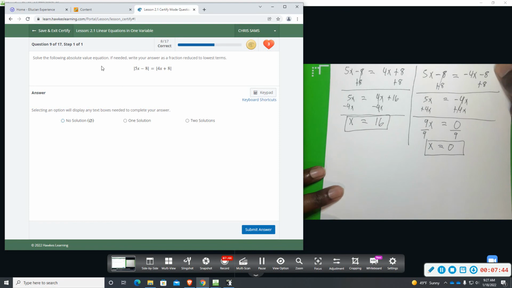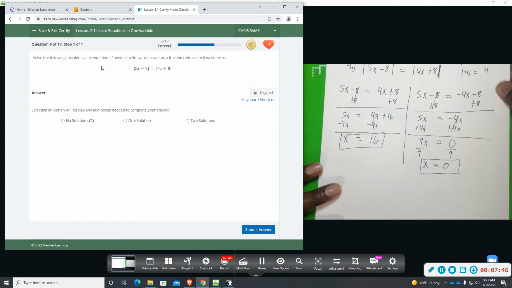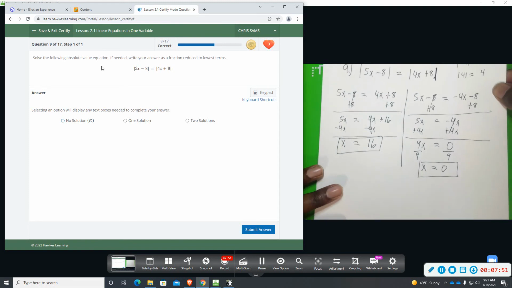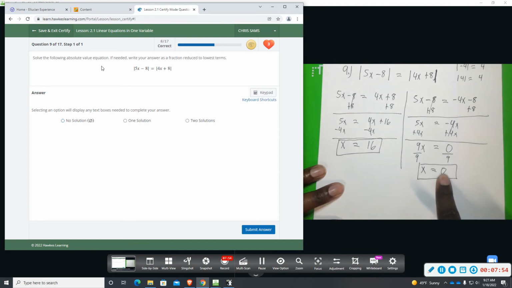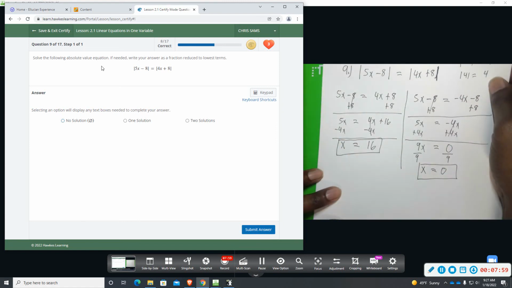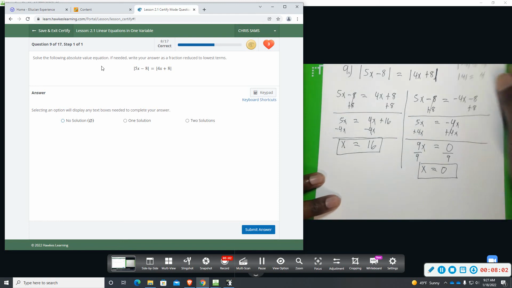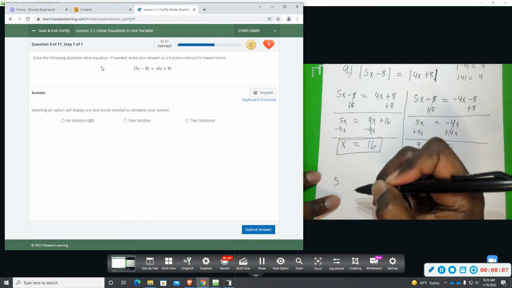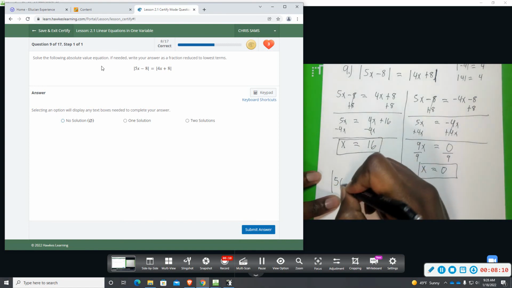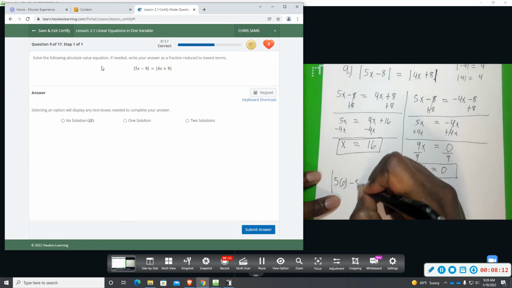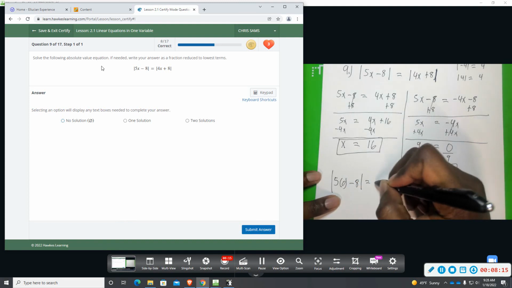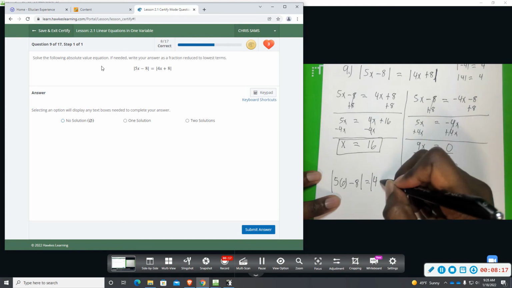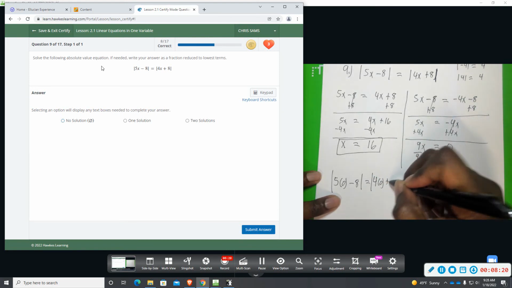Now, when you get these answers, it's very possible that they may not work, so you always want to go back and double check. So if we go back and plug in the 0 and the 16, we can see if these work out. So always check your work. I haven't been, but you always want to see if you've done it right. So I'm going to check them both, and then we're going to move on. So 5, I'm putting an absolute value, times 0 minus 8 is equal to 4, absolute value of 4 times 0 plus 8.